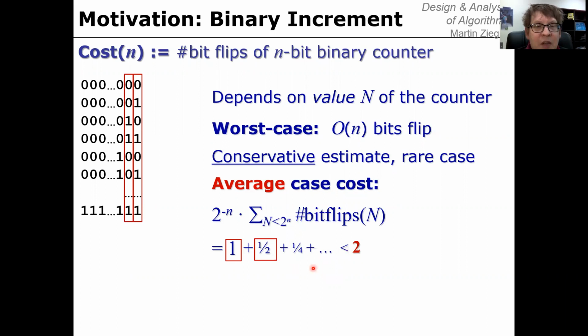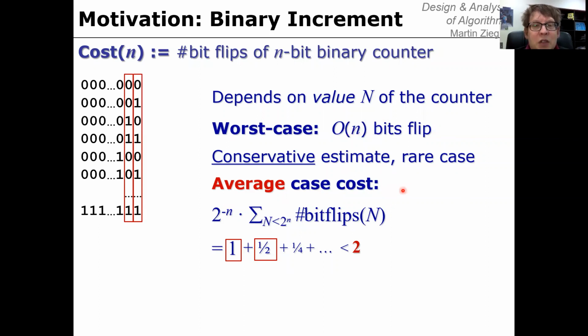And if we evaluate this, you see that this is a geometric sum. Well, to be fair, it's a finite geometric sum, because we have an n-bit counter, but let's be generous and simply extend that. And then we see that this geometric series evaluates to 2. So the average case number of bit flips is strictly less than, but arbitrarily close to, 2, which is much less than the linear worst case cost.